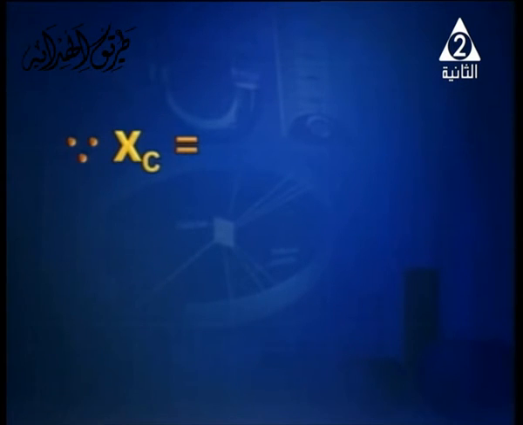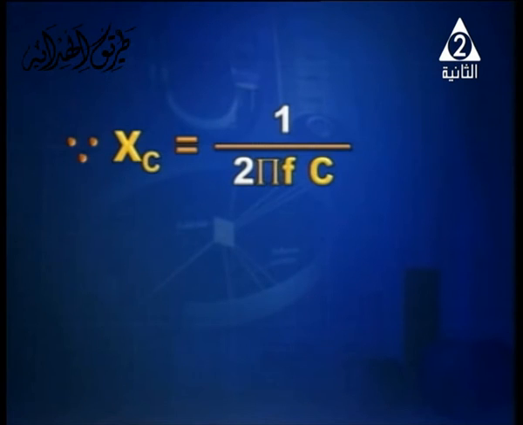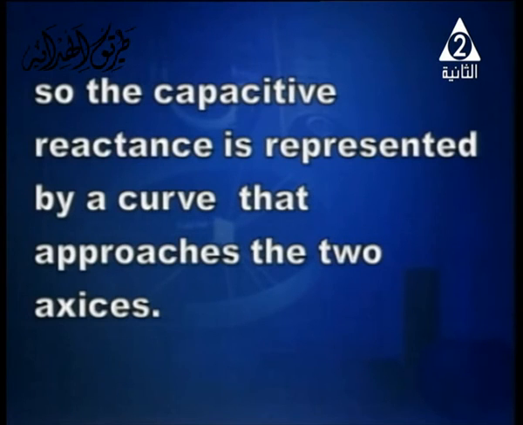But talking about capacitive reactance, it is equal to 1 over 2 pi FC. So XC is proportional to 1 over F. We've got an inverse relation. So the capacitive reactance is represented by a curve that approaches the two axes.